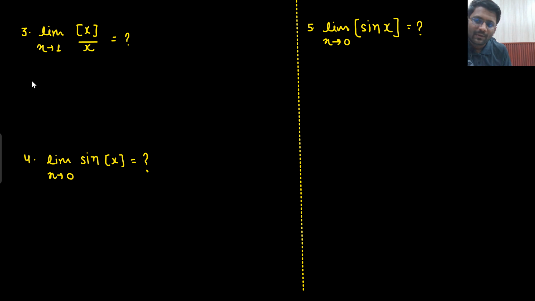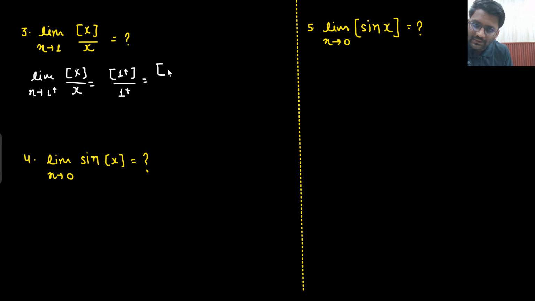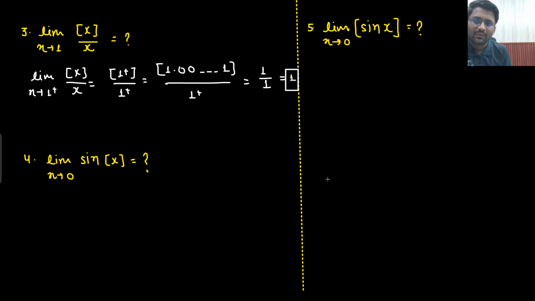What will you do? Limit x tending to 1 plus. So that would be 1 plus divided by 1 plus. What do you mean by 1 plus? 1 plus means just greater than 1, divided by 1 plus. Just greater than 1 means the greatest integer function will put it to the lesser integer, which is 1 only. 1 divided by 1, the answer is 1. So here the answer is coming out to be 1.